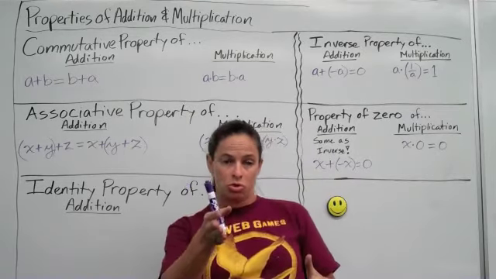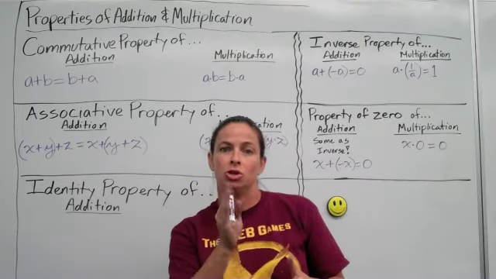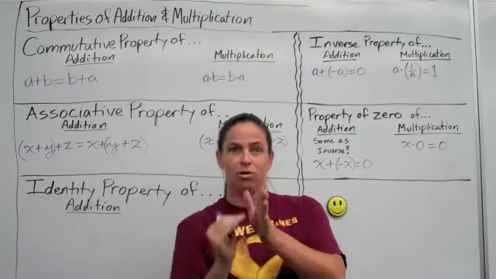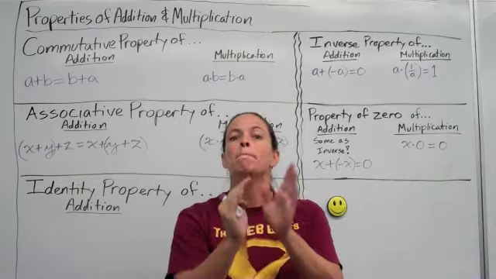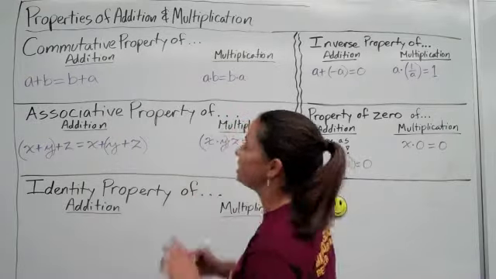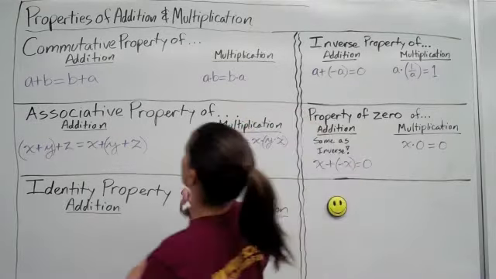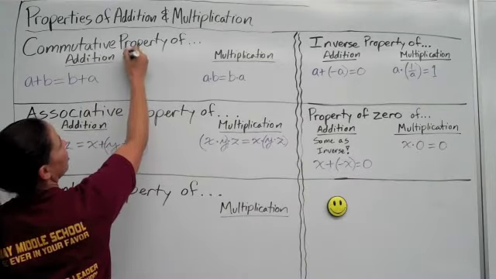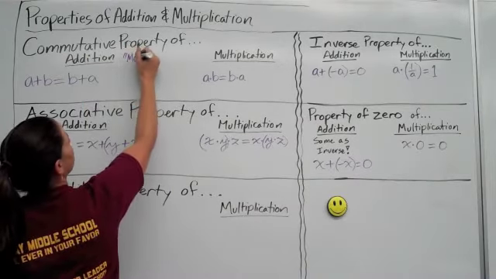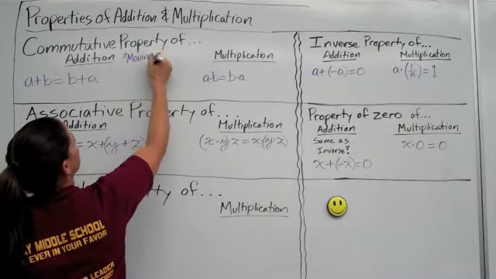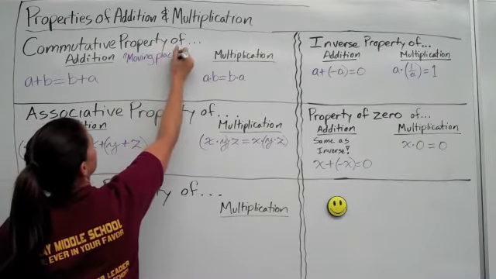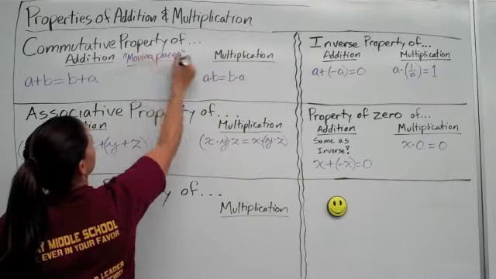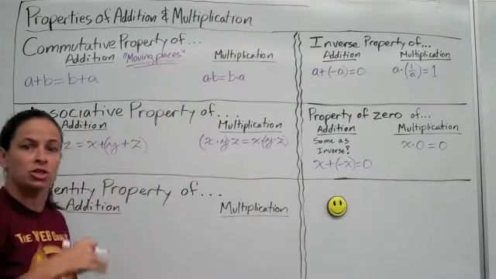The word commute. So commute means to go back and forth from a location. So you're going to move places. That's kind of my code word to help me remember. So commutative property is the one where you are moving places. You're going from one location to the other.